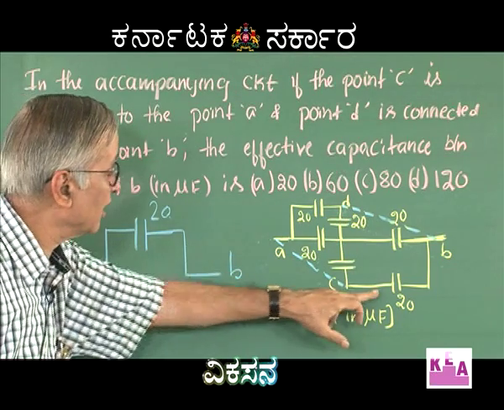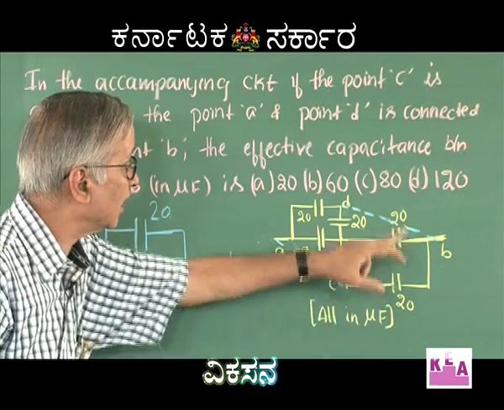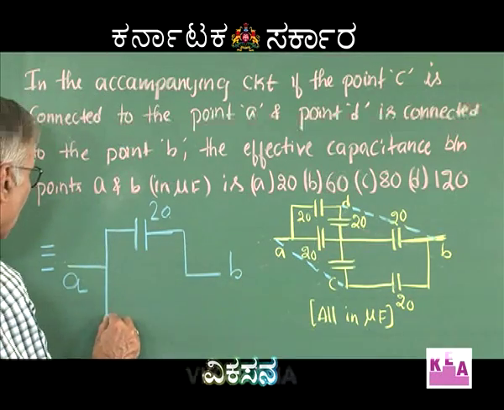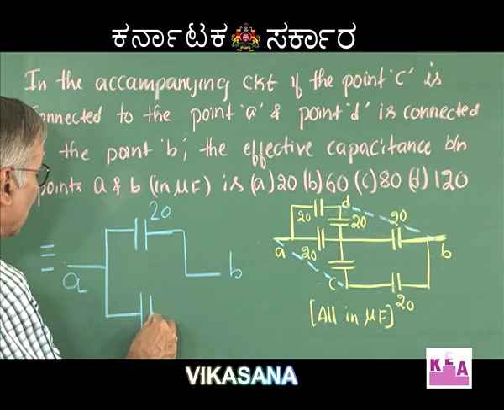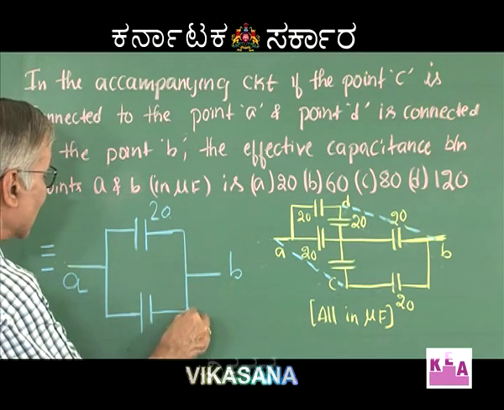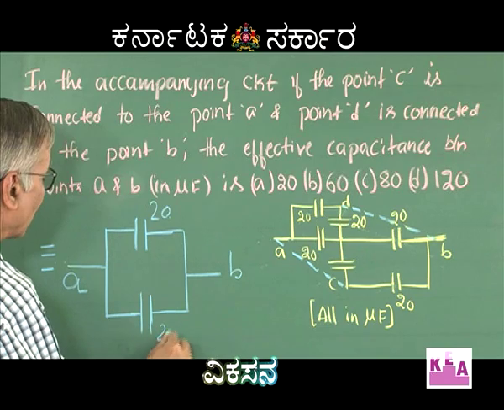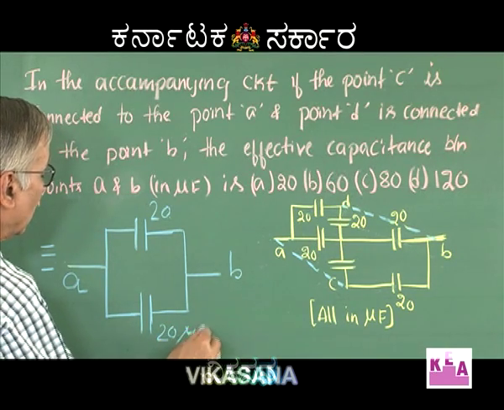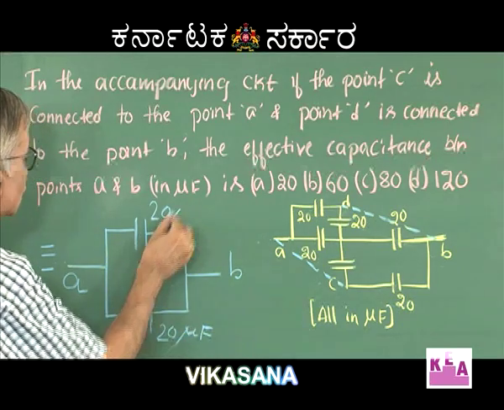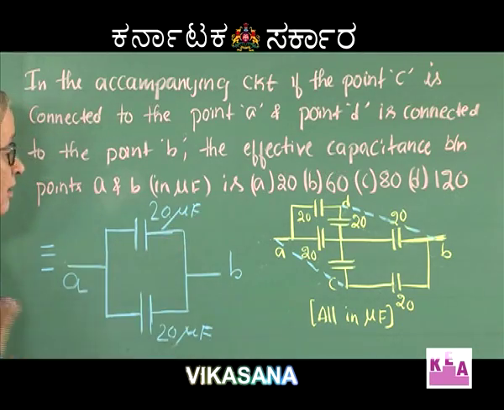So, A is connected to the first plate, second plate is connected to B. Again, A is connected to the first plate and the second plate is connected to B. As you can see, note that the capacity is again 20 microfarad. This also is 20 microfarad.